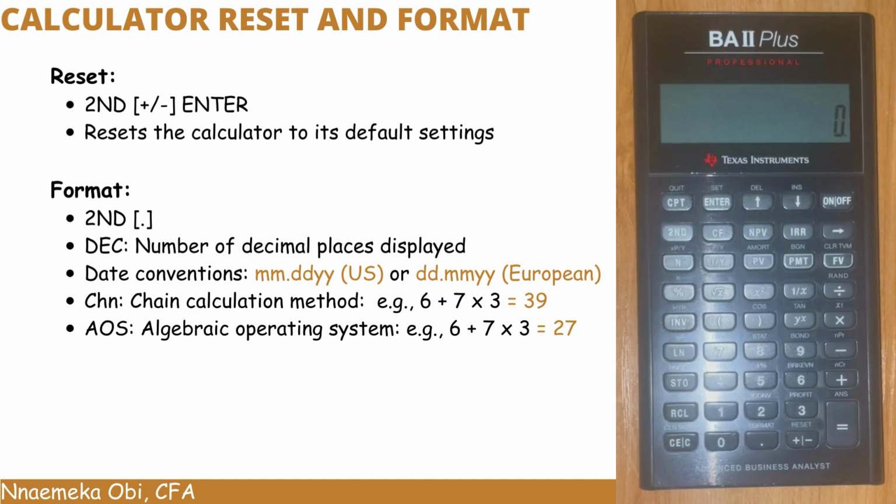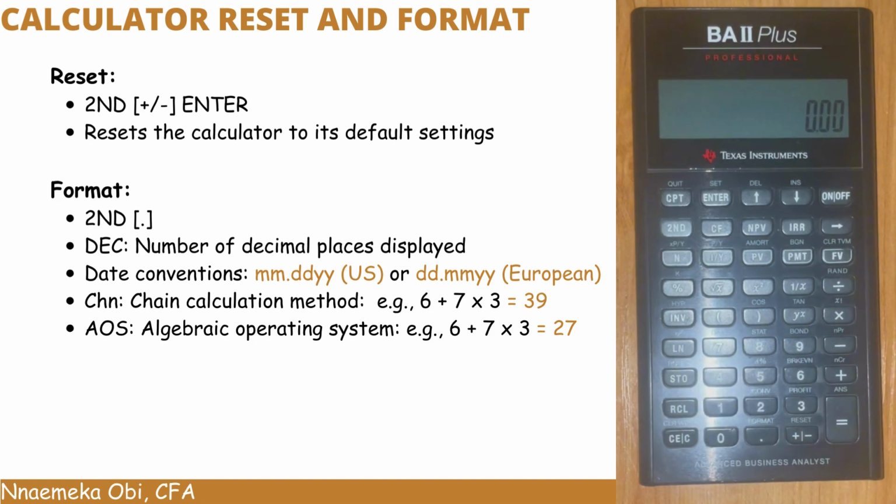In this section, we're going to learn how we can reset and format the calculator. So if you want to reset your calculator, you press second function, you press this plus or minus here, okay? Then you press enter. Now, once you press enter, the calculator resets, okay? So we'll press CE/C.